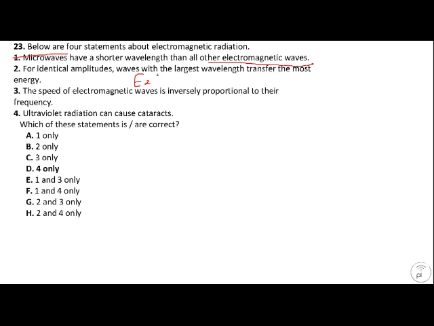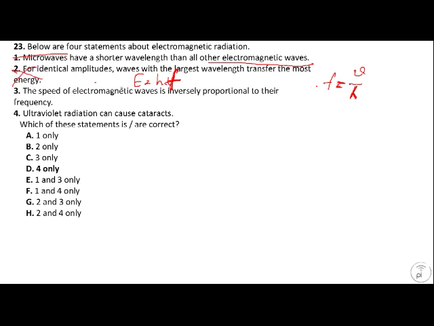For identical amplitudes, waves with largest wavelengths transfer the most energy. Энергия прямо пропорциональна frequency, так как frequency наоборот пропорционально, вообще не прямо пропорционально длине, inversely proportional, тогда чем больше wavelengths, тем меньше энергии. Второе тоже неправильно.